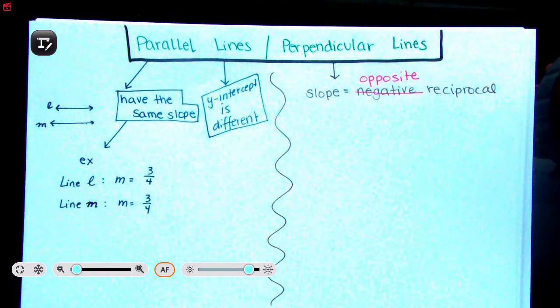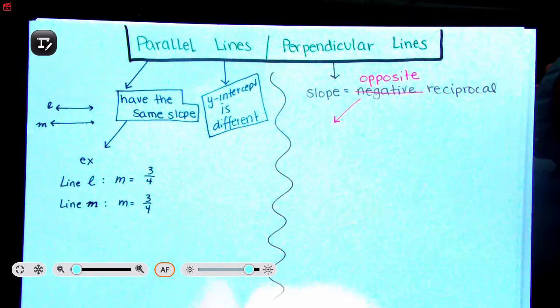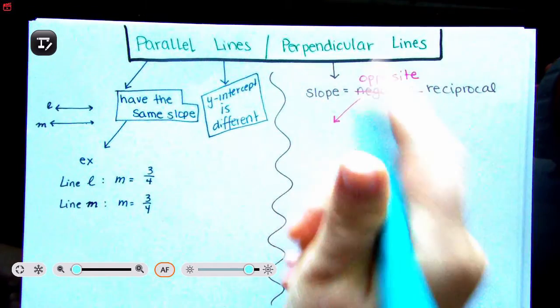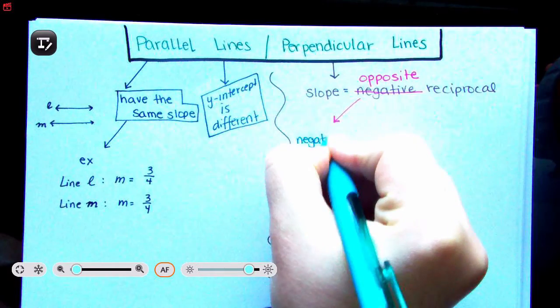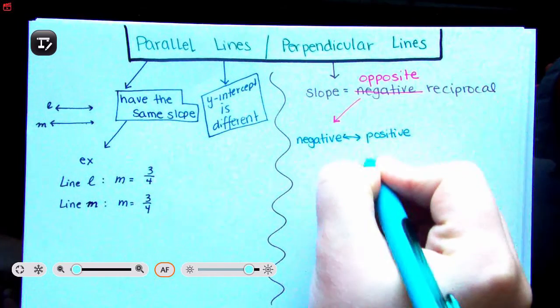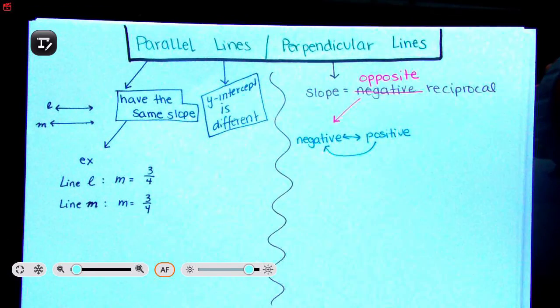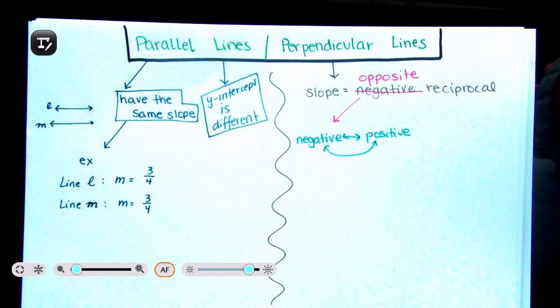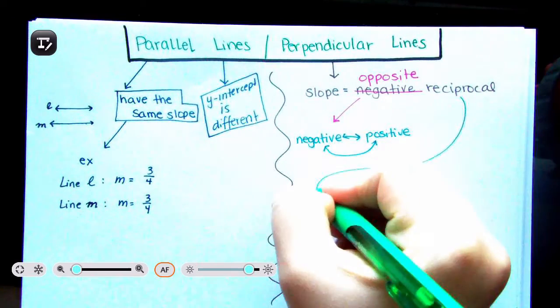So opposite reciprocal. Let's talk about what it means to be opposite. The opposite means that if something is negative, it becomes positive. And if it is positive, it becomes negative. So it goes in both directions. So if we have a slope that is positive, the perpendicular slope would be negative. And if we have a negative slope, the perpendicular slope would be positive. Okay. Now for reciprocal.